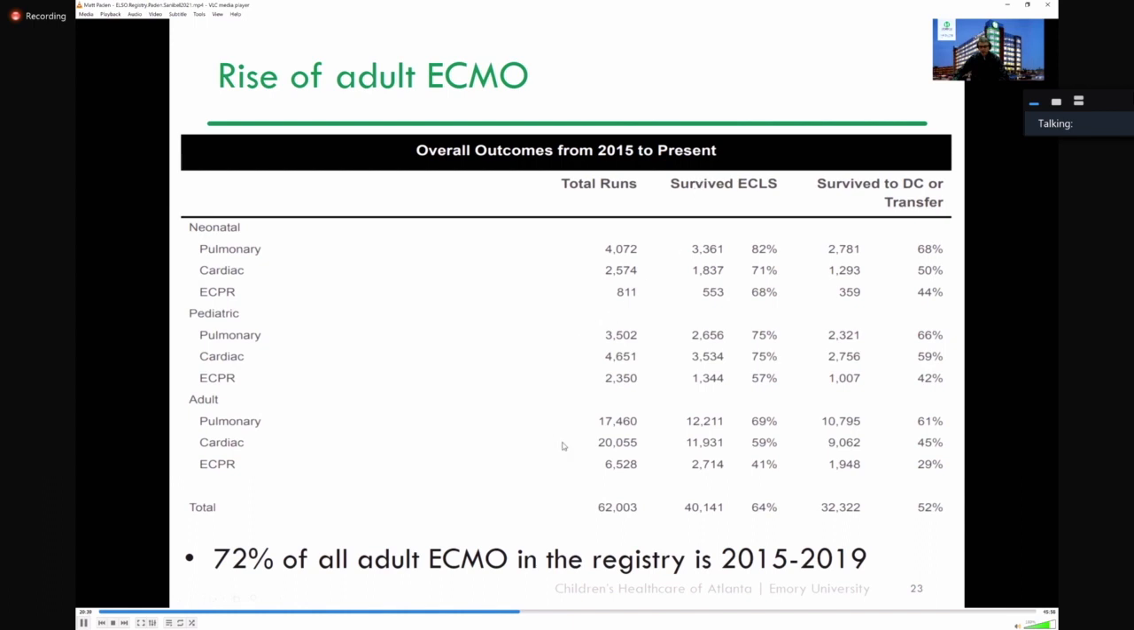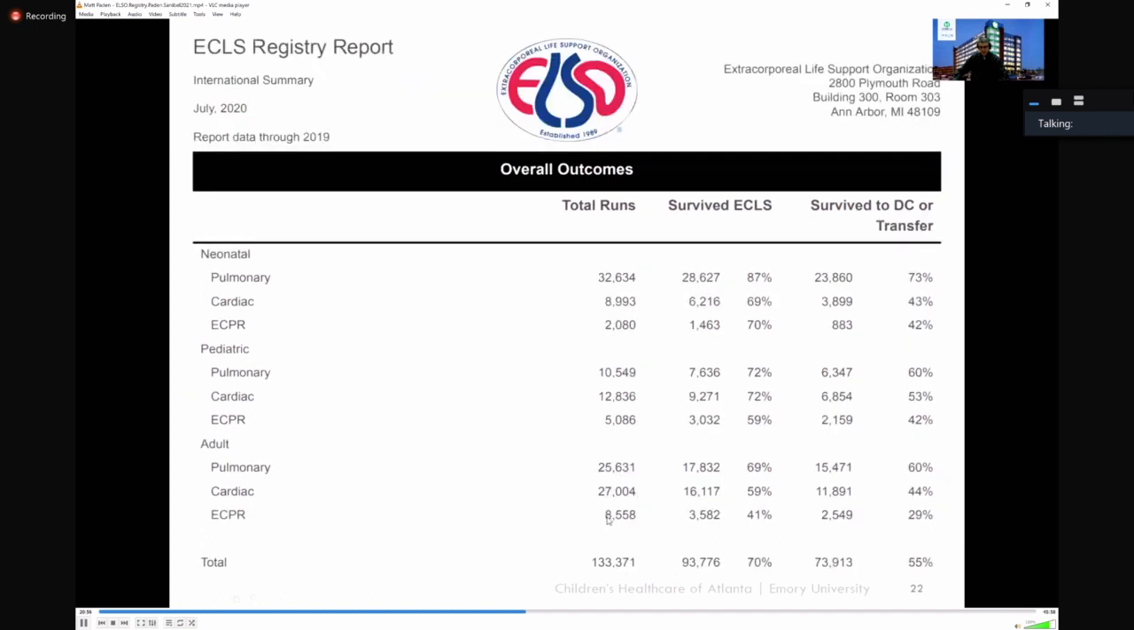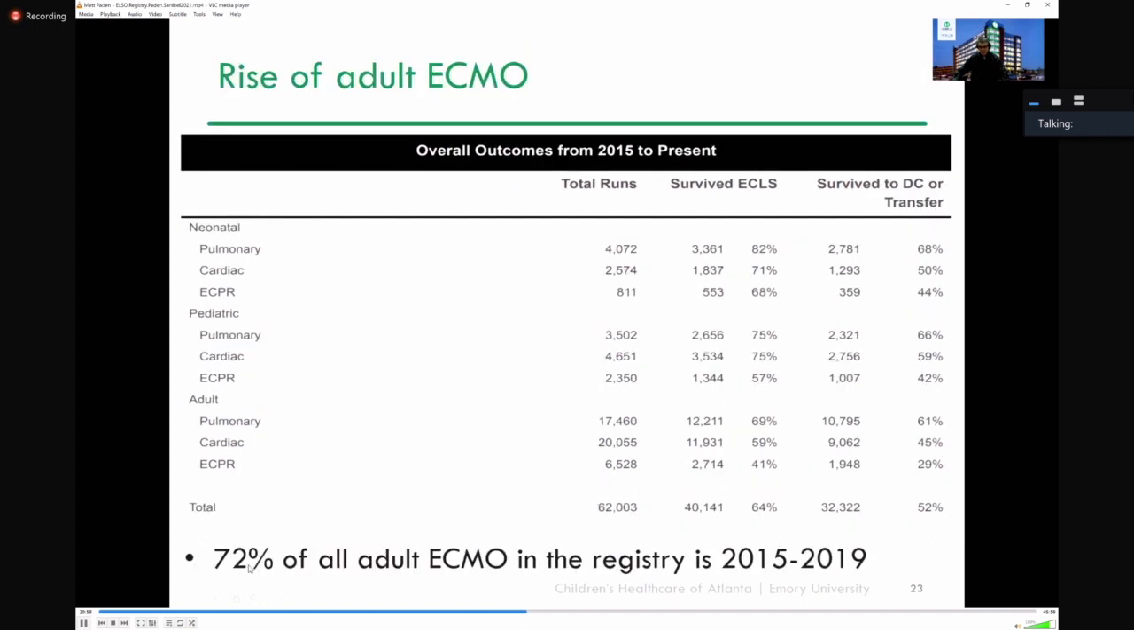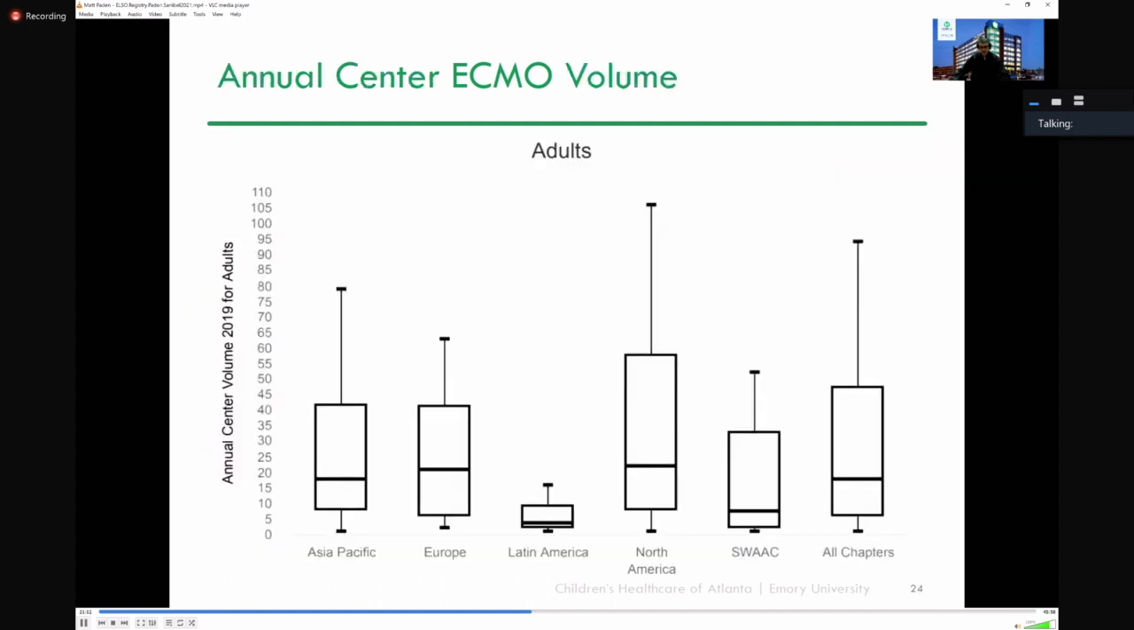The thing that is important, and that probably doesn't need to be said to this audience, is really the rise of adult ECMO. In the last 5 years, you've seen, what is that, 43,000 ECMO patients. Overall, you're talking about 50 some. And so 72% of all of the adult ECMO in the registry has been done in the last 5 years. That's just a huge jump in the rise of adult ECMO that I think we all see every day at the bedside.